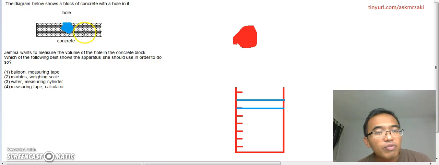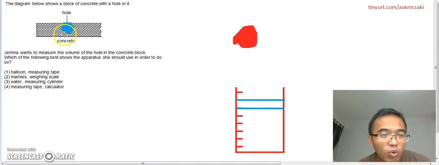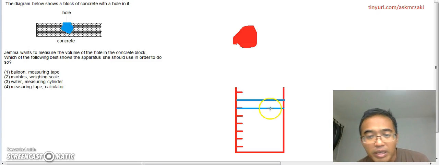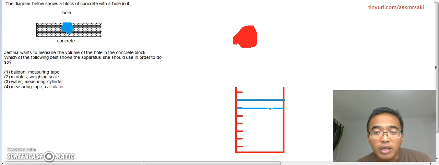So what is the volume of the hole? If this is 70 and this is 60, then the volume of the hole would be 70 minus 60, which is 10. Do you understand this?